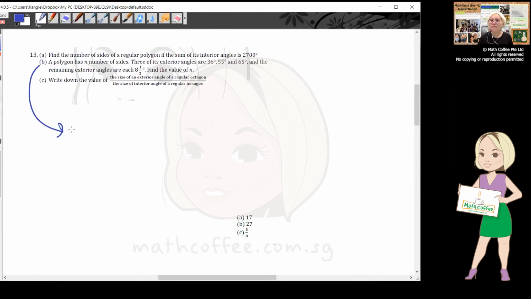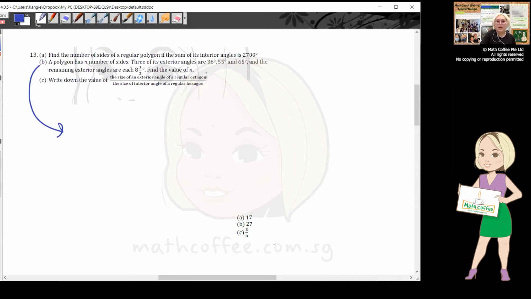This is tough. Why? Because remember, just now previously we had a question whereby it's an 8-sided polygon. And when they give us 3 angles, I ask you to take 8 minus 3. We know that the remaining angles is 5, right? But the bad news is this one is n number of sides. That means I don't know how many angles there are, right? So what is called the remaining exterior angles?